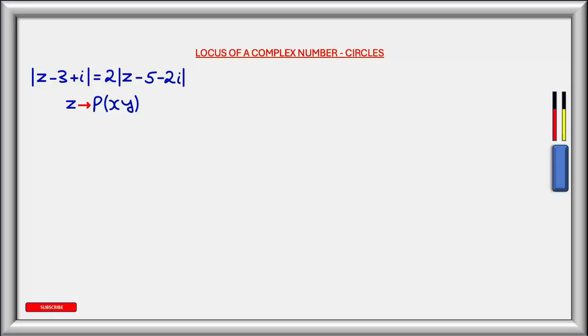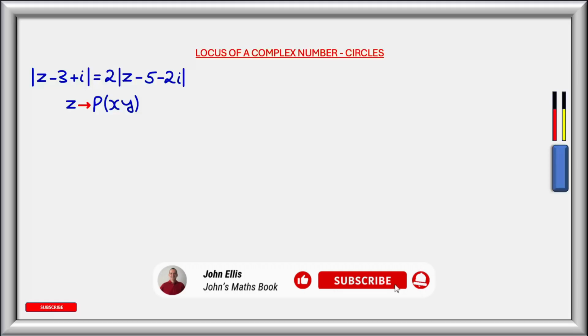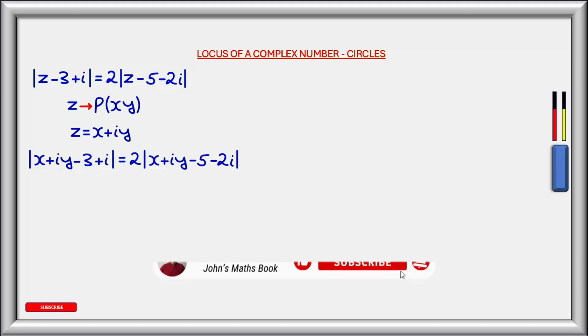Let's take a look at this problem related to complex numbers. We have a complex number z, represented by the point P(x, y) in the Argand plane. And we are given that the modulus of z minus 3 plus i is equal to 2 multiplied by the modulus of z minus 5 minus 2i. And we are asked to show that the locus of P is a circle and to find the center of the circle. And so to begin, we can let z equal x plus iy.